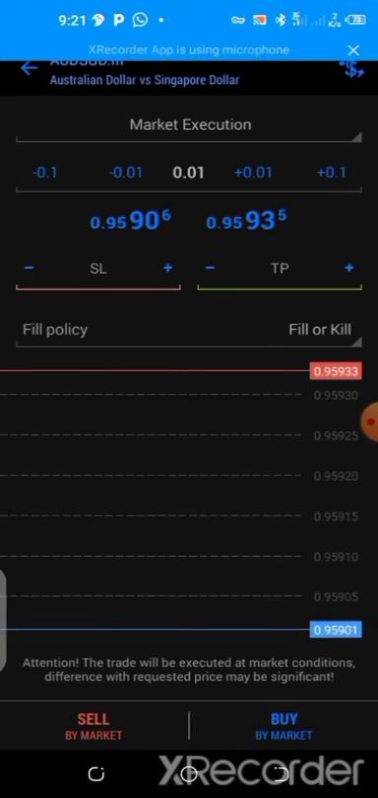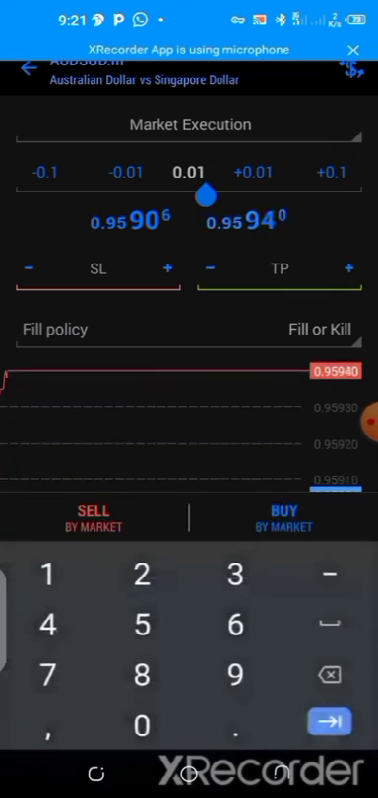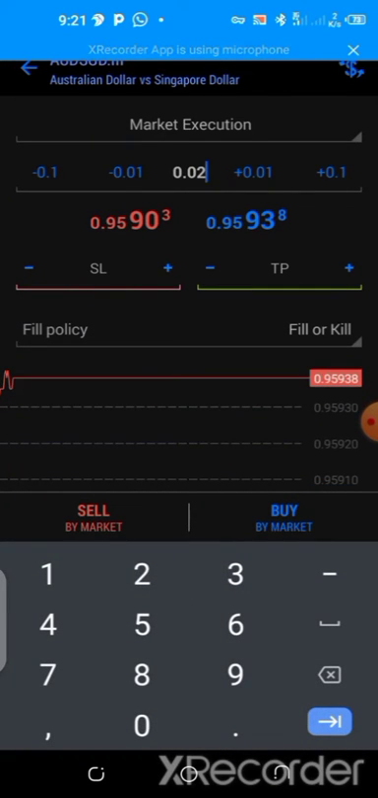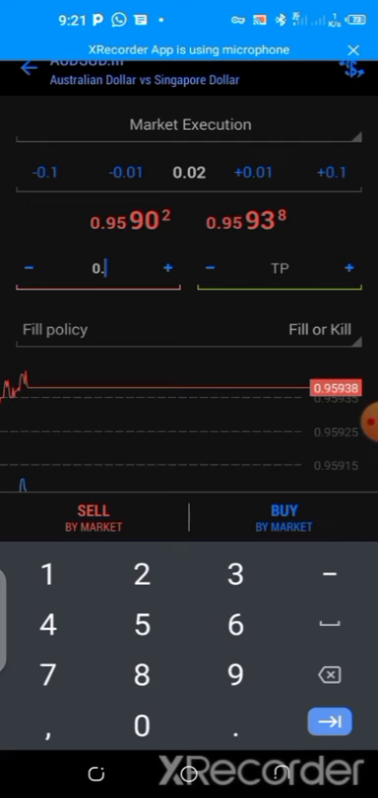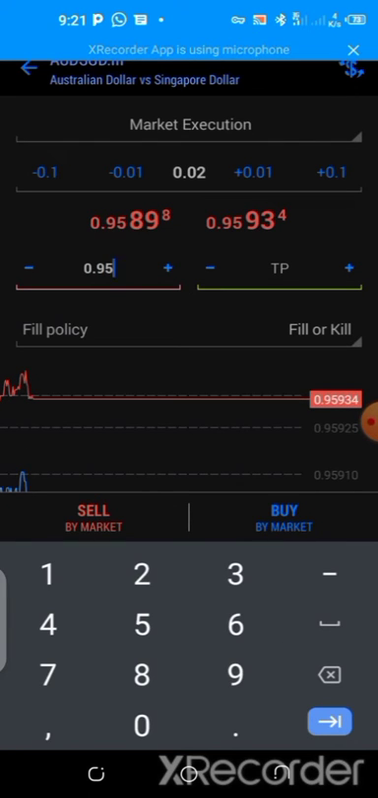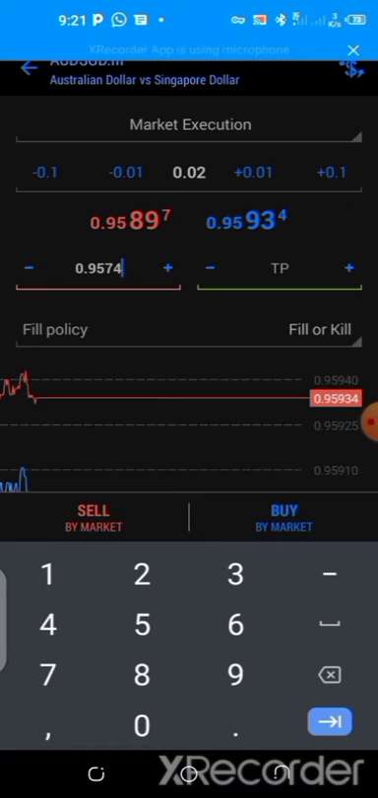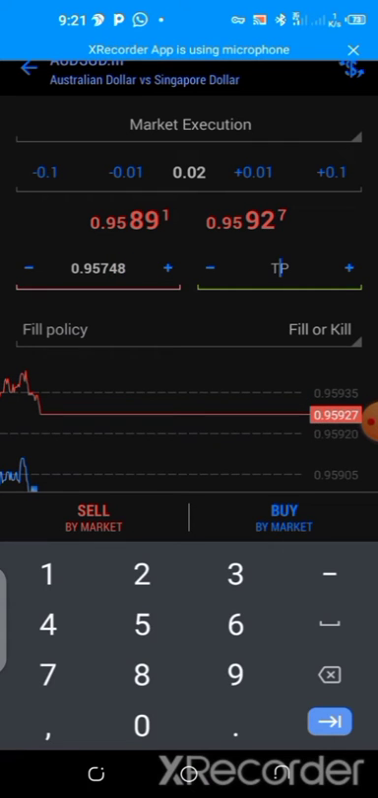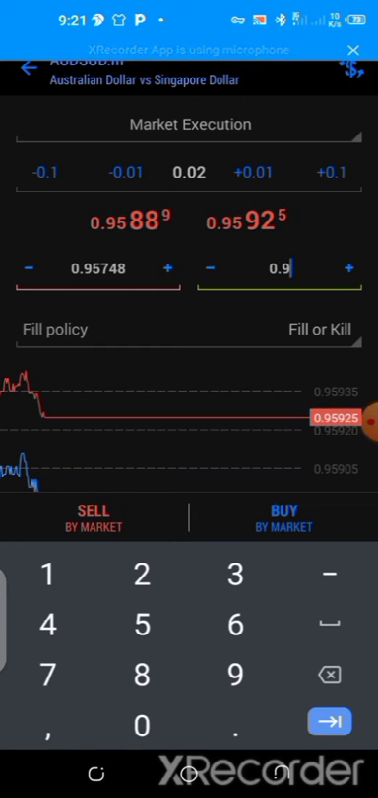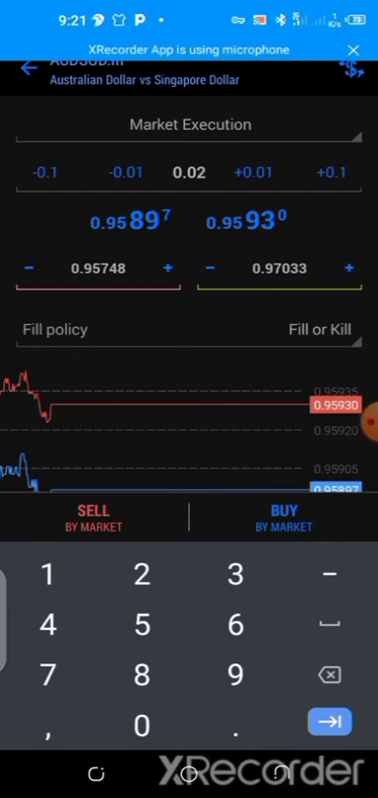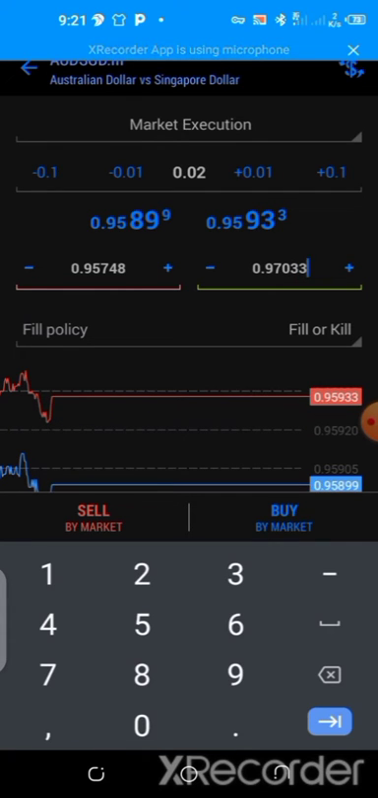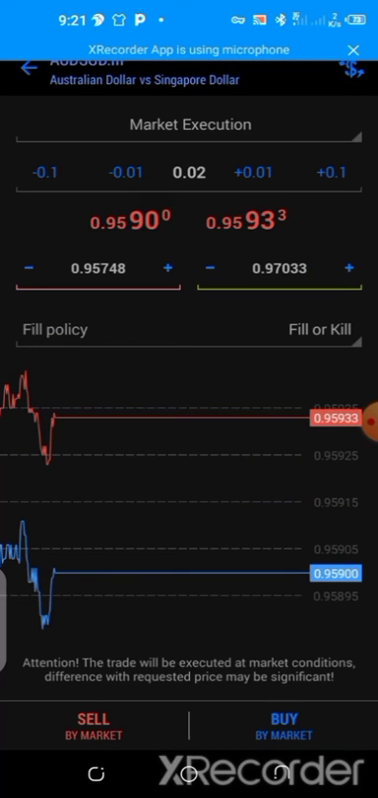I put my lot size, 0.02. I put my stop loss, which is, I copy the figure that was there, 0.95748. Then take profit, 0.97033. So I'm ready for the trade. What am I doing? Now you look down here.